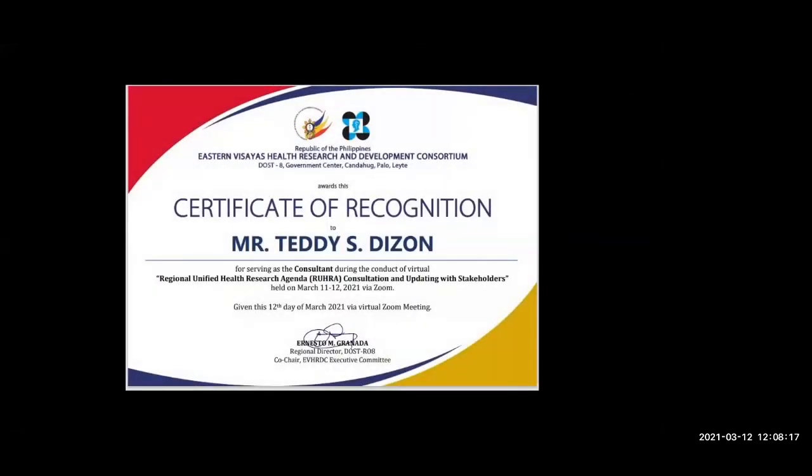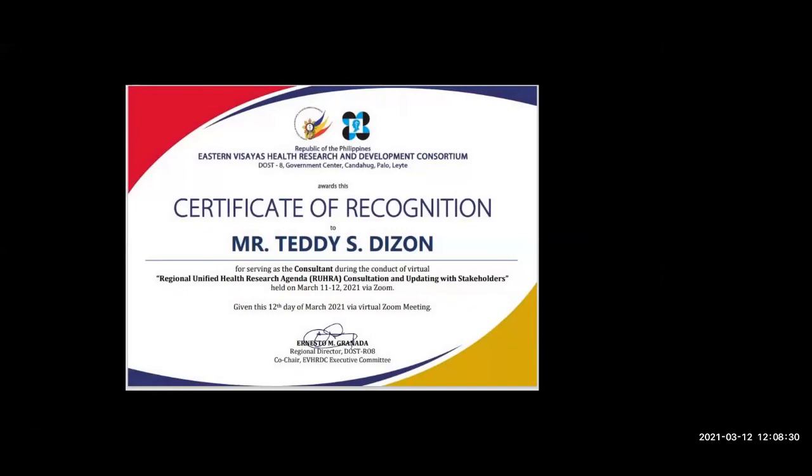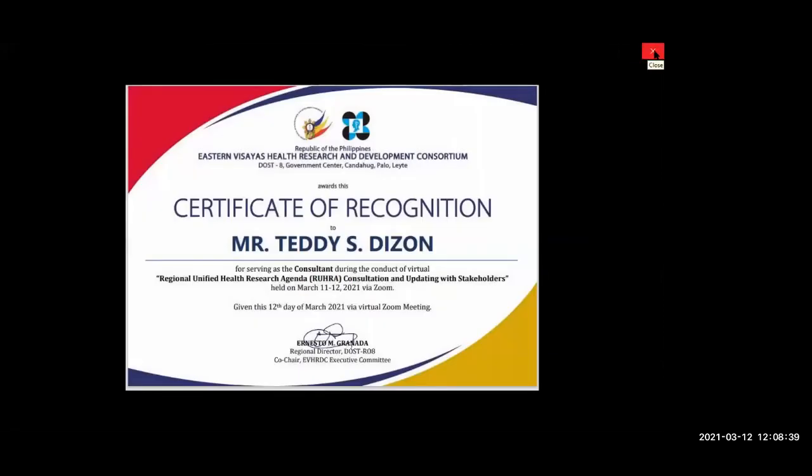With that being said, please allow us to present this certificate of recognition to you, Mr. Teddy Dizon, for serving as the consultant during the conduct of this activity, the RUHRA consultation and updating with stakeholders yesterday and today via Zoom conference. This has been signed today by Engineer Ernesto M. Granada, Regional Director of DOST Region 8, who is also the EXECOM co-chair of EVHRDC. Once again, thank you so much, Sir Teddy. Before we move on, a virtual round of applause, please, for Sir Teddy. So thank you so much again, Sir Teddy.